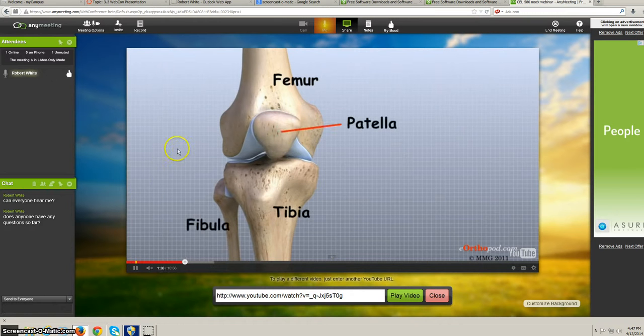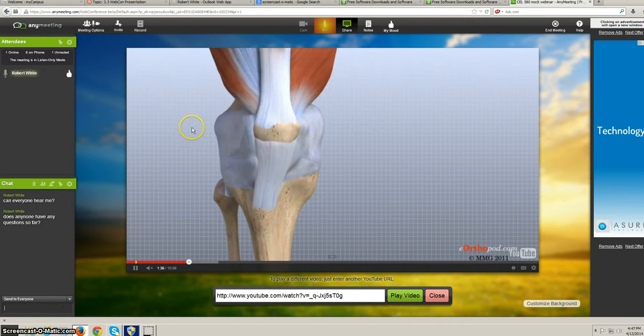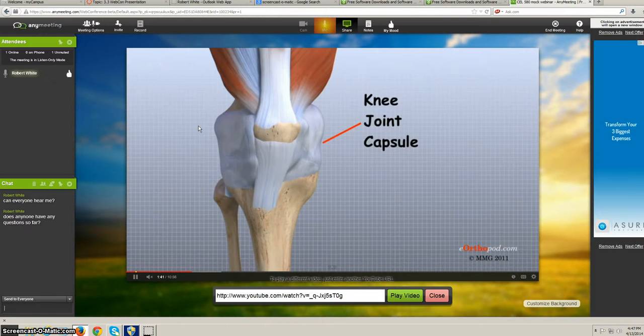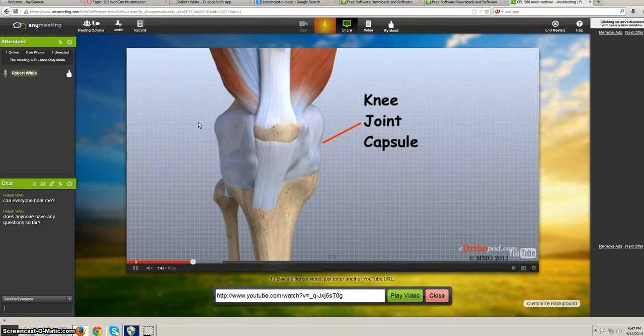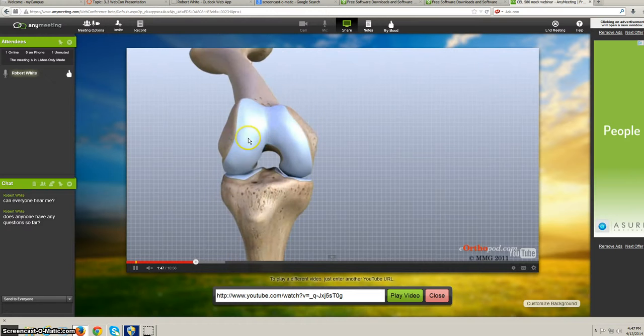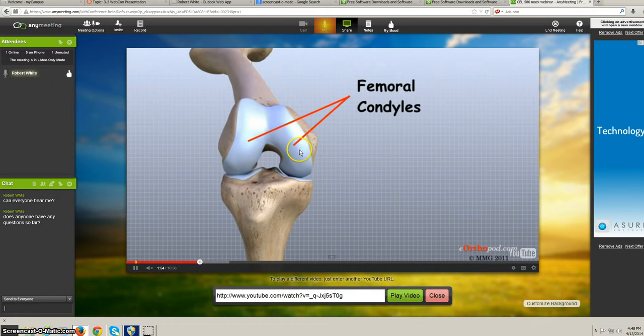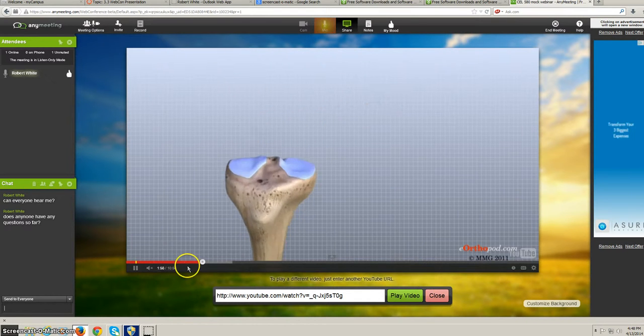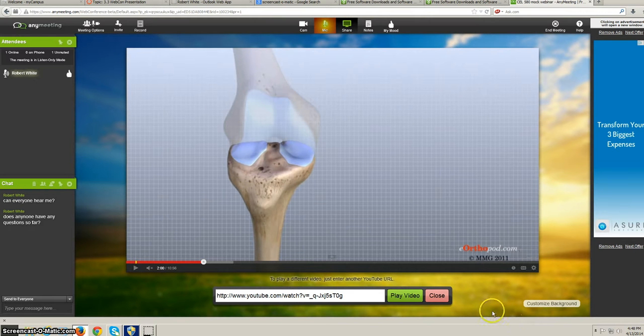And using this YouTube video would allow me to interact with my students in a more effective manner than trying to instruct what was going on and try to respond at the same time. I think that's a good use for it. And like you can see here, like I was talking about, it sort of moves around and lets you see how the knee operates. So, but for now, we'll go ahead and stop the video.